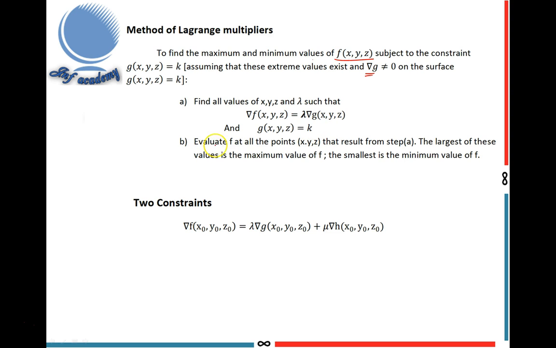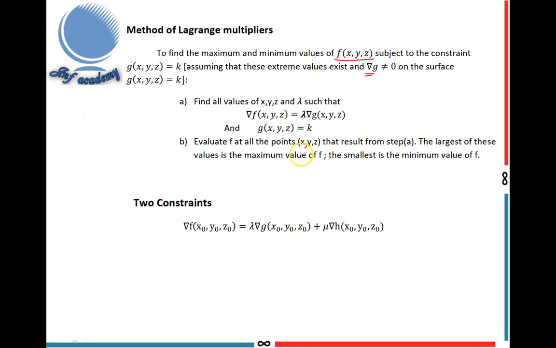The second step is to evaluate f at all the points (x, y, z) that result from step A. The largest of these values is the maximum of f. The smallest is the minimum value of f. This is the procedure of the method of Lagrange multipliers.